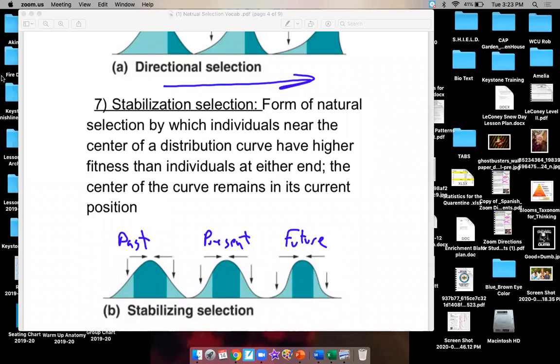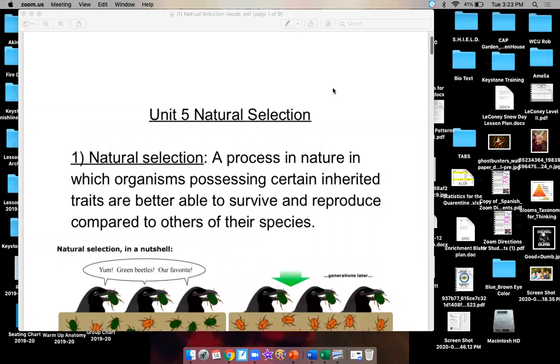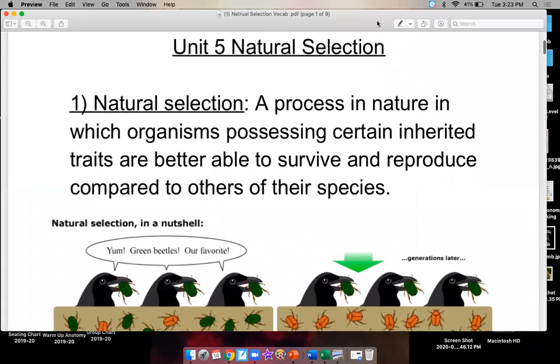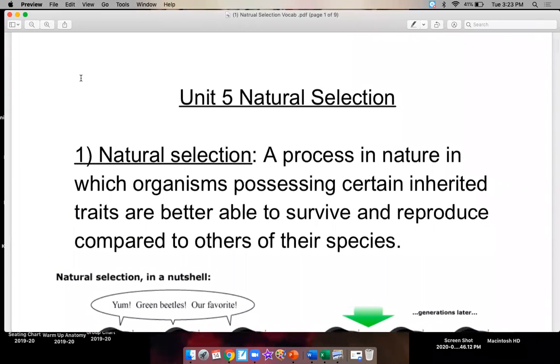All right, gotta backtrack a bit. For the unit number, we are not actually in unit 5. I don't even know what this is. Unit 8, I believe, at this point. I'm a little out of order from when I originally made this. Switched it up a bit.